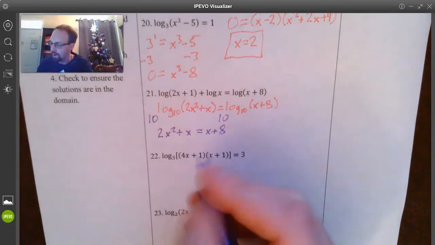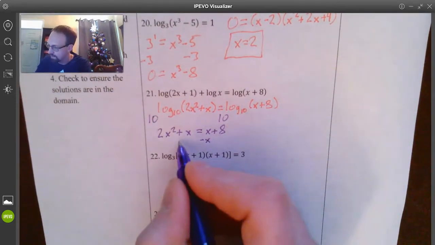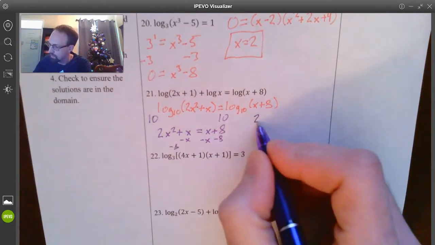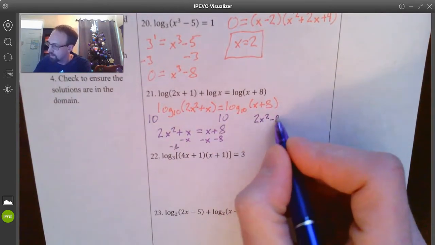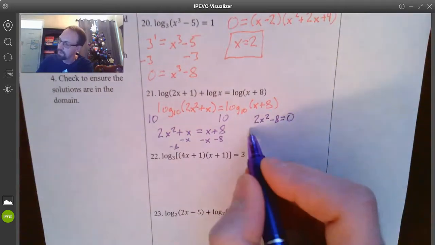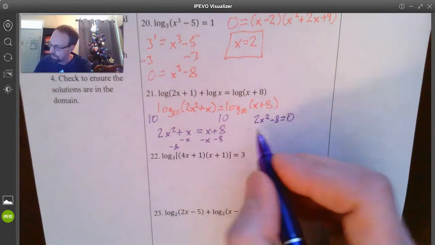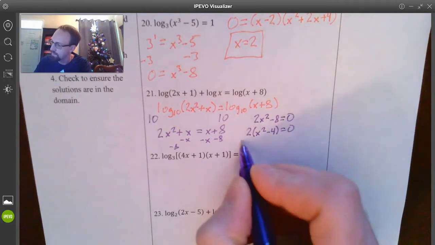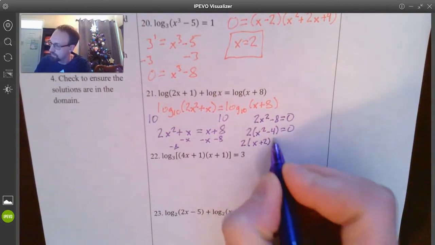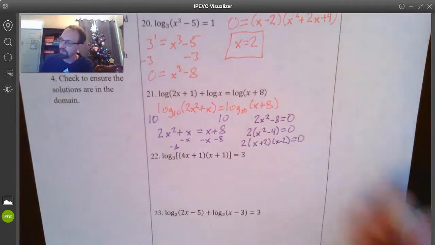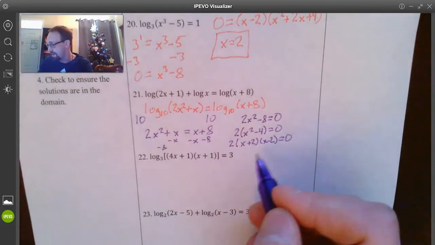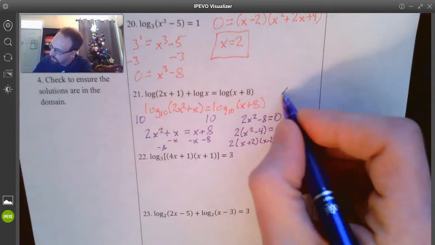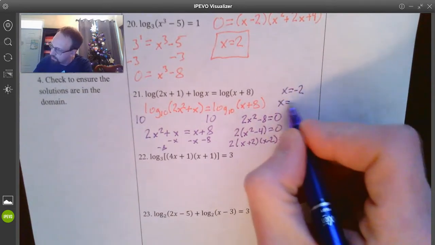I'm going to move everything over to the right-hand side. So minus x, minus 8. So that gives me 2x squared minus 8 equals 0. Let's use the factor property. Factor out, so I have x squared minus 4 equals 0. So I get x plus 2 and x minus 2. Zero factor property tells me that I can try x equals negative 2 and x equals positive 2.